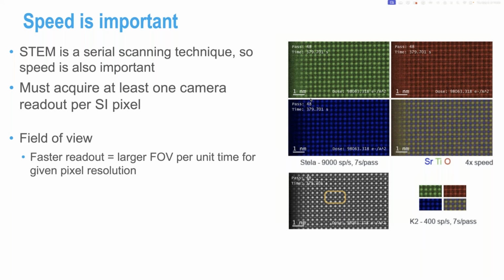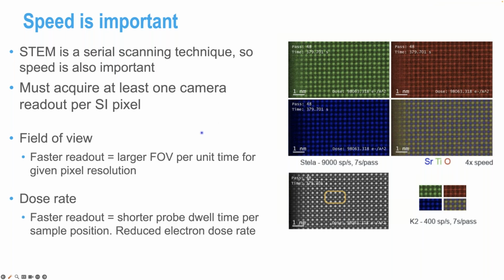Now, if you look at that little cutout at the right, it is a cutout from the same area, and that's the equivalent size of the field of view that we would get with a K2 running at 400 FPS. So much, much smaller if we want the same pixel resolution at the same magnification, and that's purely the frame rate difference in the camera. So, field of view. Next, dose rate. Faster readout means that we're going to get shorter probe dwell time per sample position.